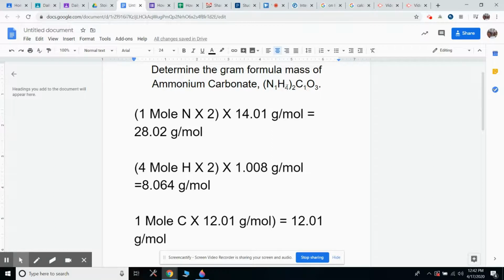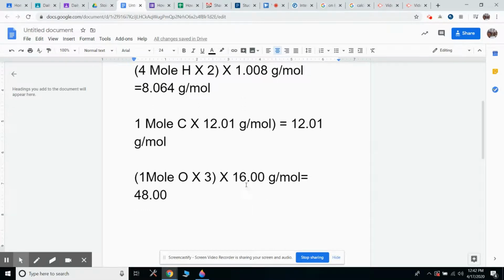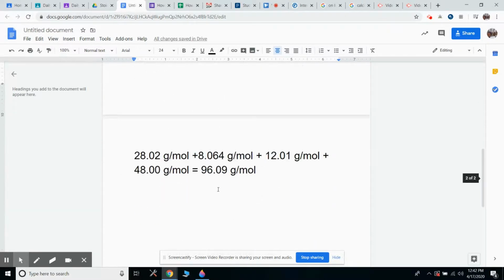In the NH4, there's 4 moles of hydrogen here. There's a parentheses with a 2 outside, so I have to distribute that. So times 2 times the molar mass of the hydrogen, 1.008 grams per mole. That's 8.064 grams per mole. There's a coefficient 1 for the carbon. Carbon has a molar mass of 12.01 grams per mole. There's 3 oxygens. The molar mass of oxygen is 16, so that gives me 48. When I add those all together, my calculator gave me an answer of 96.094. Since the 4 is less than 5, I rounded to 96.09 grams per mole.